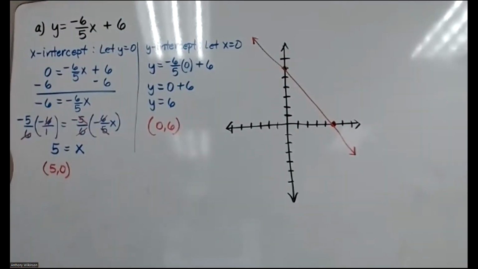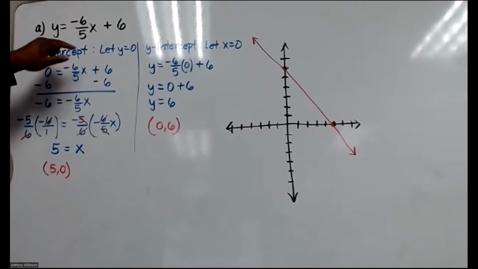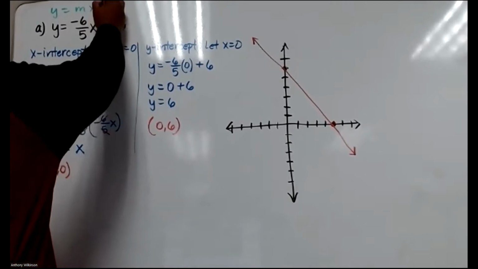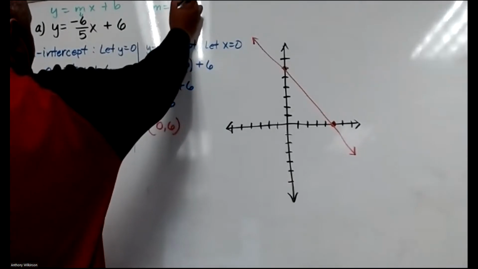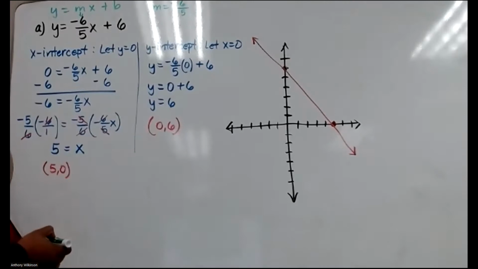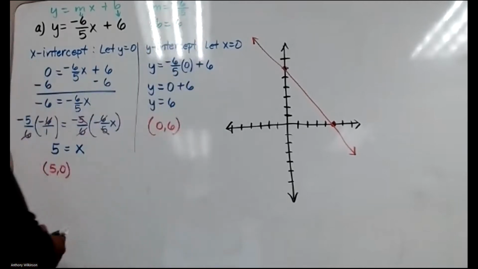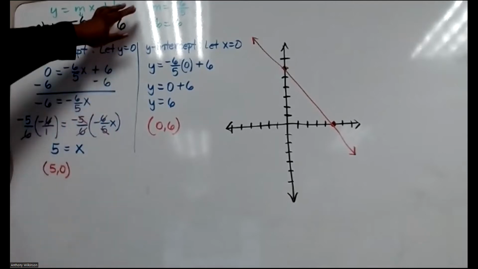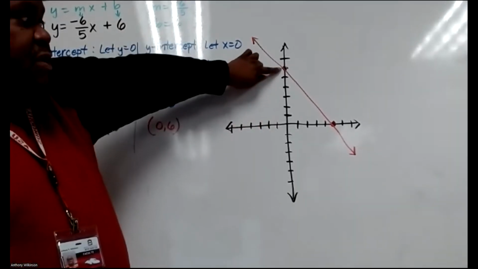Now that's one way you could do that problem. There are other ways, like identifying the slope and the y-intercept. Since this equation is written in the form y equal mx plus b, in this case, your m, that's the coefficient of your x term, is your slope. In this case, negative 6/5. The b is the y-intercept. That's a number added to or subtracted from. That would be 6. Okay. And the way you could have plotted that using the slope and the y-intercept would be to first plot the y-intercept, which is 6, which will be this point here.